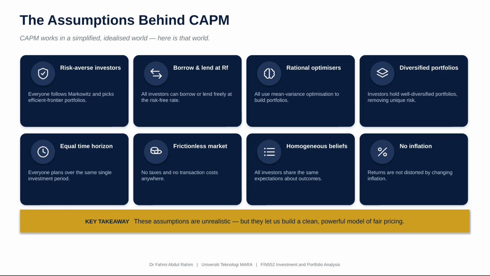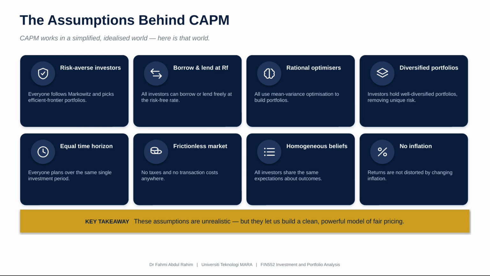First, investors are risk-averse. Everyone dislikes risk and follows Markowitz by choosing efficient portfolios. Second, investors can borrow and lend freely at the risk-free rate as much as they like. Third, they are rational optimizers, all using the same mean variance method to build portfolios. Fourth, they hold well-diversified portfolios, so all the company-specific risk has been removed.